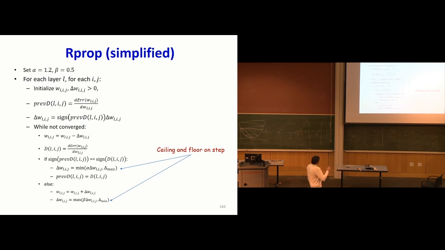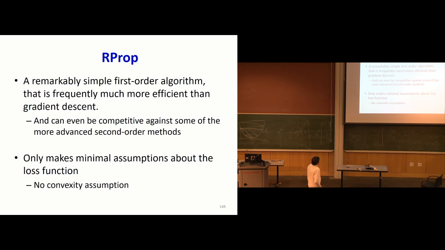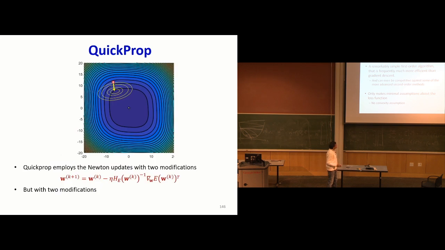I'll let you go through the slides yourselves. The idea must be simple enough. So RMSProp is this remarkably simple first-order algorithm that's frequently much more efficient than simple gradient descent and can be competitive against even some of the most advanced second-order methods that we have today. It makes only minimal assumptions about the loss function. It doesn't make any assumptions about convexity.